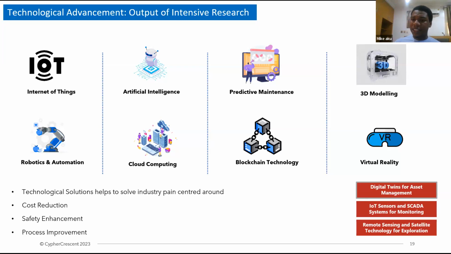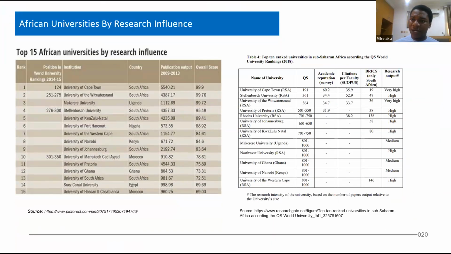But the truth is this: technology is an offshoot of research, which means that research will drive the development of technological solutions. And research in whichever form, either from the academia or from the industry, is a major pointer. Now, look at this. We're coming to the academia now. I saw this a while ago when I was preparing for this. African universities have a very big research influence, right?